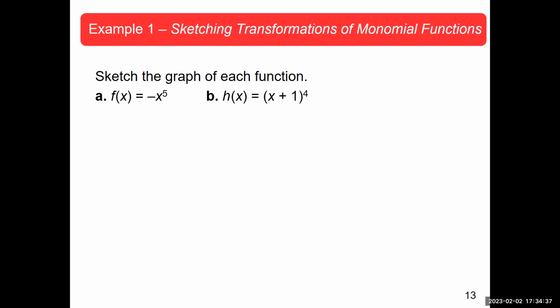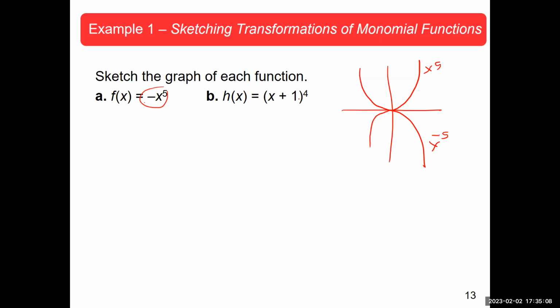For the basic ones, they said plot this one. Well, because of the negative, remember that the odd powers look like this. This is x to the power 5. With the negative, we have to flip it. That's negative x to the power 5.